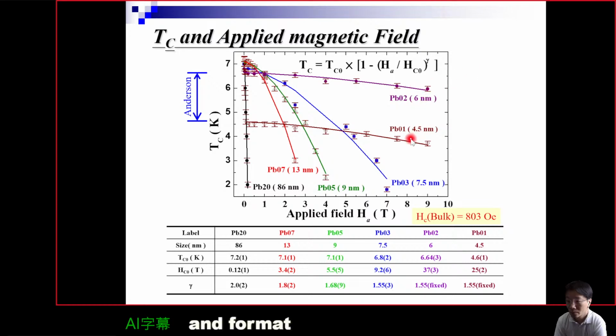And when we further reduce the size to 4.5 nanometer, we found the Tc decreased here. Because this is called the Anderson effect. Okay, that's another effect that will reduce the Tc. You don't need to know that, but at least we know that when we reduce the particle size, the superconductor can resist even higher external magnetic fields.